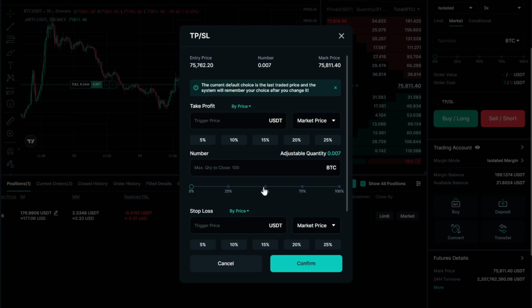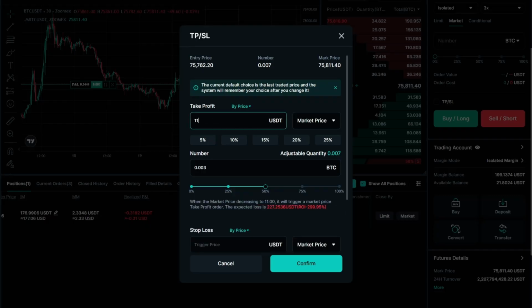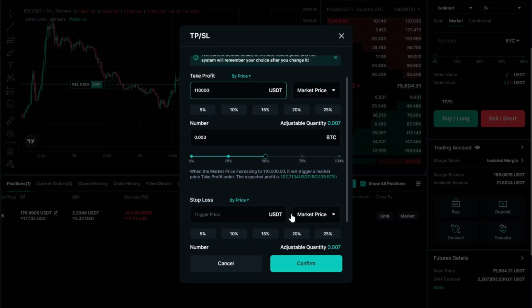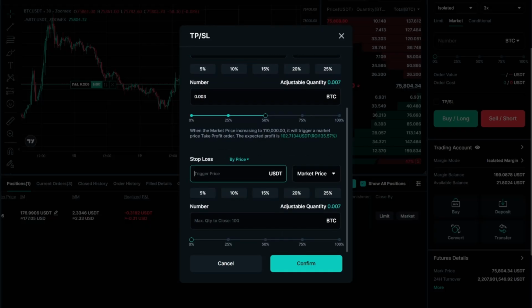Again, we are selling now the rest of our position, so 50%. This time we're going to set our take profit around 110,000. So that means that once Bitcoin hits 110,000, we will be fully sold out of our position. For the downside, we're going to fully cut our losses if Bitcoin hits 45,000. Again, putting 50% of our position for this order. We can confirm this order.